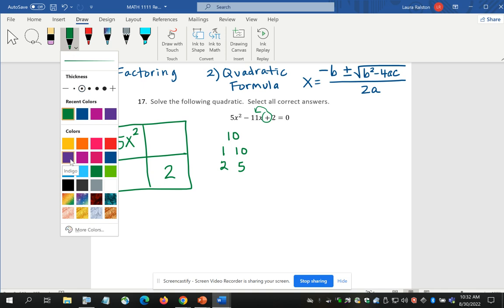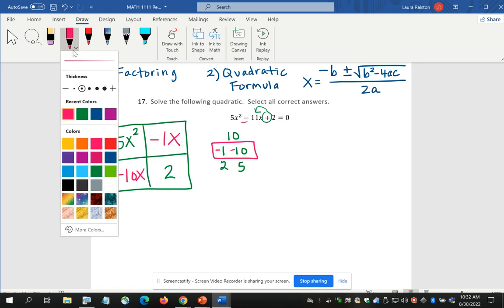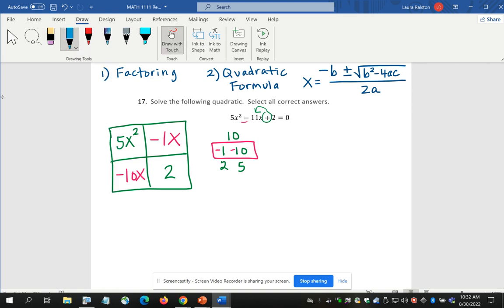I need the pair that will add to 11, which is 1 and 10. And you want them both to be negative because you want a negative 11. So I have negative 1x and negative 10x. So then I'm going to look for those common factors all the way around.